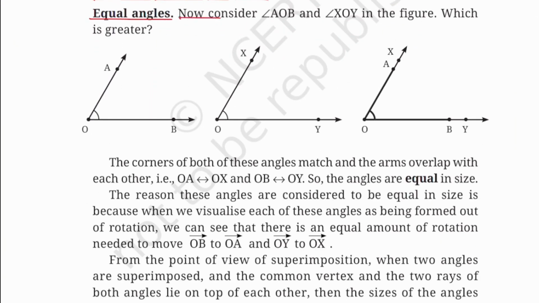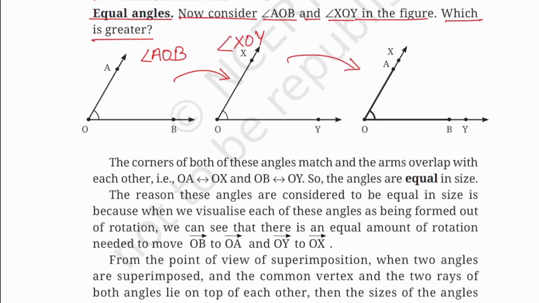Equal angles. Now consider angle AOB and angle XOY in the figure. Which is greater? If you superimpose angle AOB over angle XOY, you will get this picture. This signifies that both are equal. The corners of both of these angles match and the arms overlap with each other. That is, AO overlaps OX and OB overlaps OY. So, the angles are equal in size.